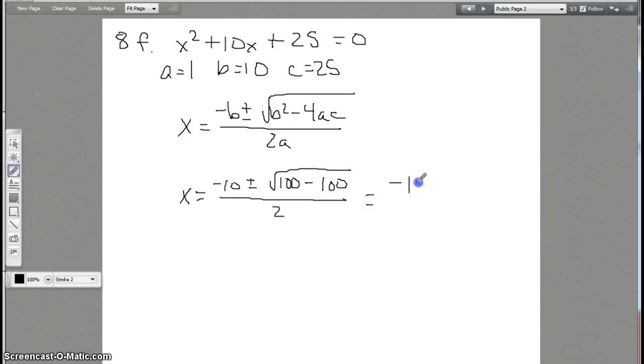And what we end up with is negative 10 plus or minus 0 over 2. Well, this is just negative 10 over 2, so our x is negative 5. So that was number 8, part F. Remember, number 8 is just like number 15 that I assigned for homework. This problem already has everything in standard form. You just have to write down your values for a, b, and c, and then solve the equation.